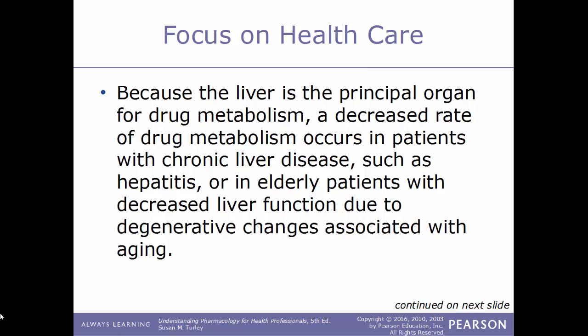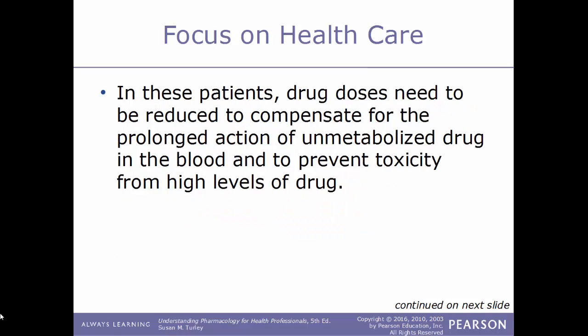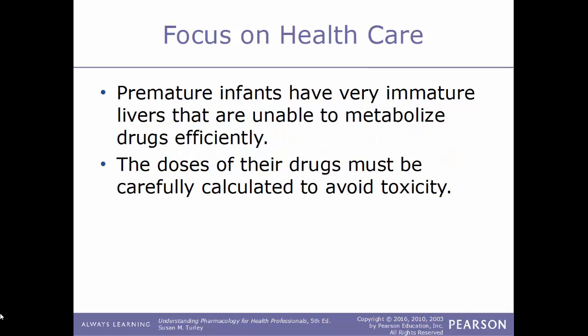Now, because the liver is the principal organ for drug metabolism, a decreased rate in drug metabolism occurs in patients with chronic liver disease, such as hepatitis or cirrhosis, or in elderly patients that have a decreased liver function due to the degenerative changes that go along with aging. Now, in these kinds of patients, the drug doses need to be reduced to compensate for the prolonged action of the drug not being metabolized correctly, and also to prevent toxicity from the drug. Now, premature infants have very immature livers that are unable to metabolize drugs efficiently, so the doses of their drugs need to be very carefully calculated to avoid toxicity.